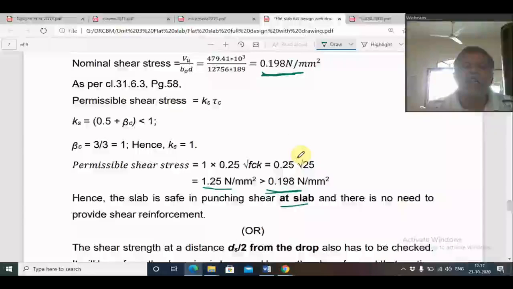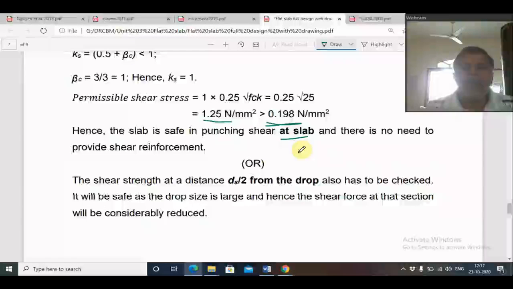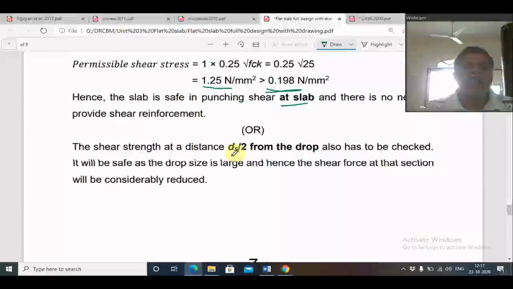Instead of doing these calculations and all, you can simply write this step. The shear strength at the critical section of d by 2 from the drop also has to be checked. It will be safe because the drop size is very large. The shear force at this location will be lesser and also the nominal shear stress will be considerably reduced.